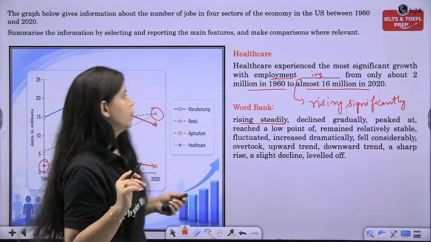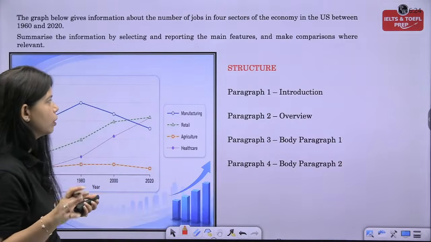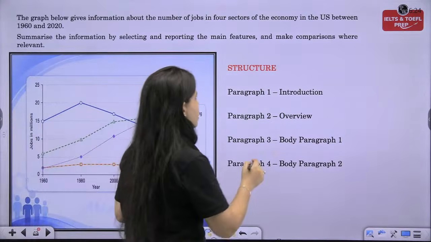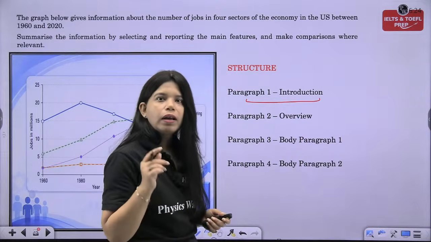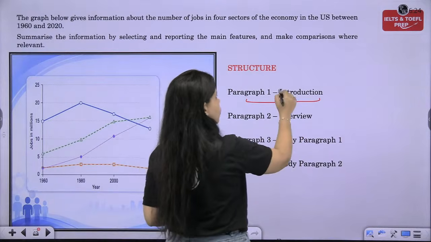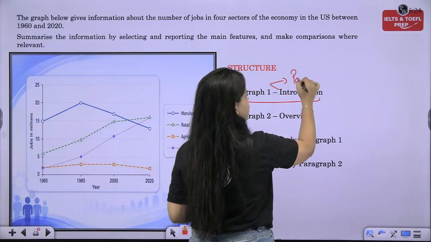Okay, now look here. This is the structure. Let's understand the structure first. Now, the first paragraph is going to be the introduction paragraph. Inside the introduction, you are going to write the paraphrase statement.